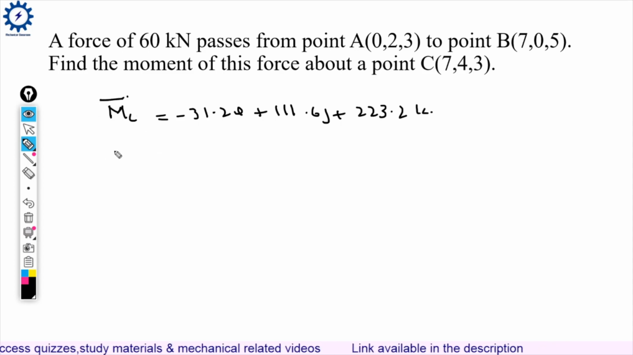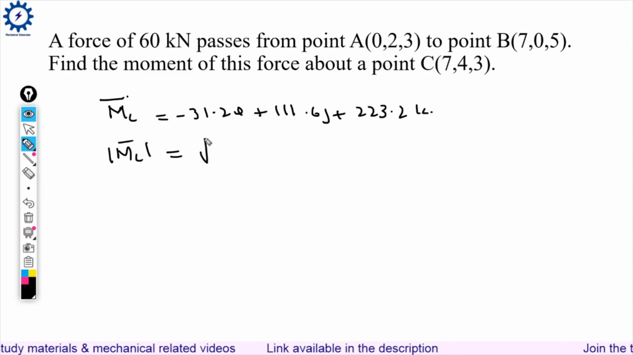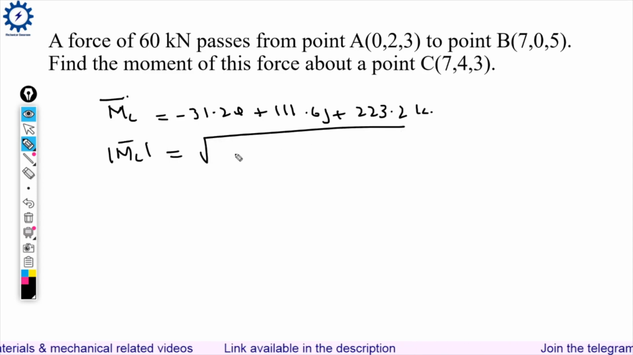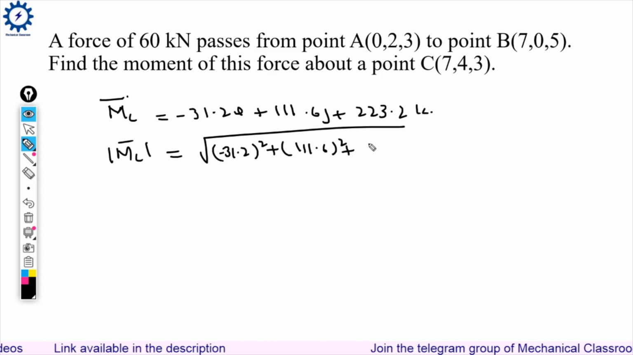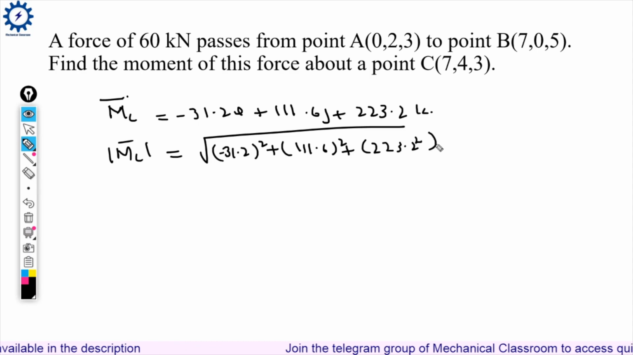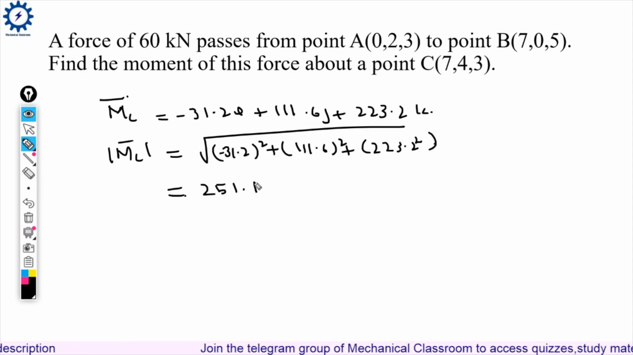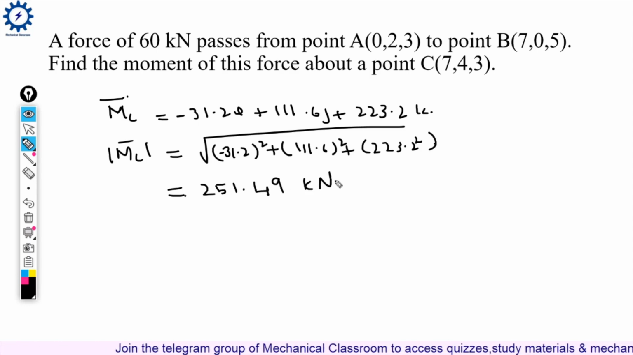We can determine the magnitude of the moment like this: square root of 31.2 square plus 111.6 square plus 223.2 square. So the answer is equal to 251.49 kilonewton meter.